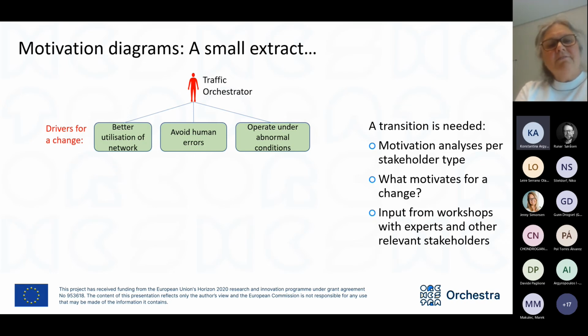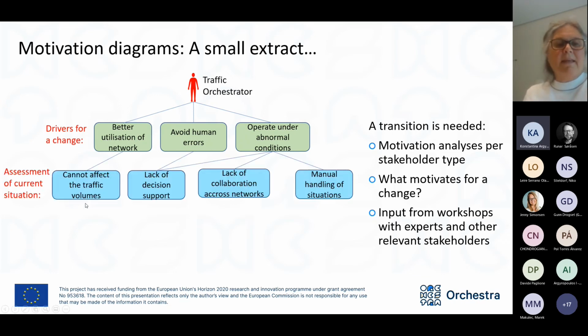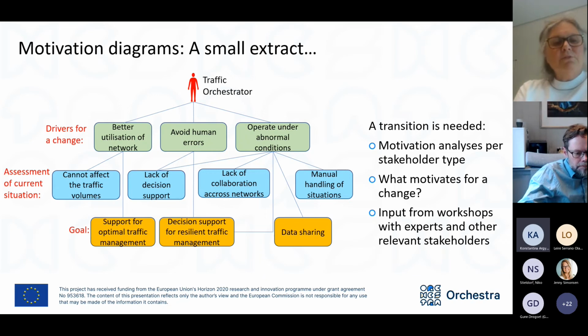So the traffic orchestrator will, among others, have drivers like better utilization of the network, avoiding human errors, and better operation under abnormal conditions. The current situation is that today it's difficult to affect the traffic volumes. They lack decision support, they lack collaboration across networks, and also they have to handle situations manually. And the goal will be to have better support for optimal traffic management, decision support for resilient traffic management, and also better data sharing. This is just a snapshot of a much larger diagram that analyzes the traffic orchestrator's motivations. And we have done similar things for the other roles as well.